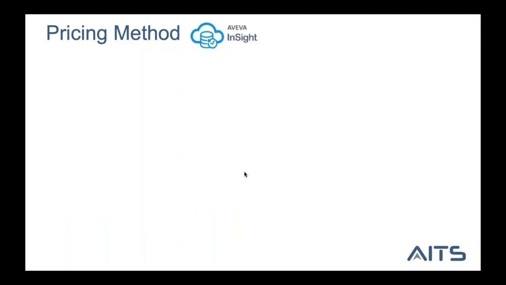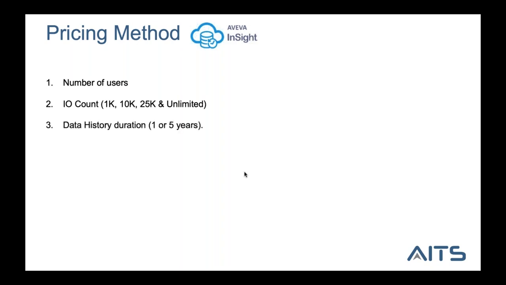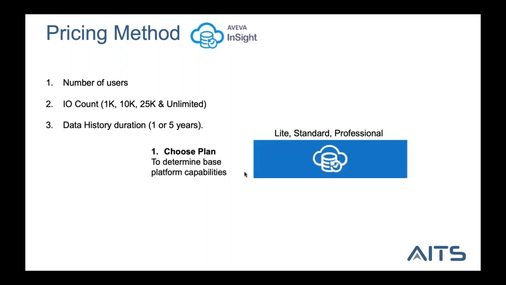How to license? The licensing method on AVEVA Insight is very simple. We have to decide how many users will be accessing the portal, and the number of tags that you're looking at. We have 1,000, 10,000, 25,000, and unlimited. And also decide for how many years you want to historize the information on AVEVA's cloud. We have the 1 year and the 5 years option. Now, once you decide on the first 3 points, then you have to choose the plan.